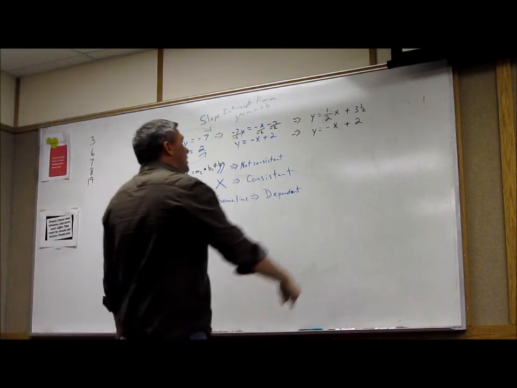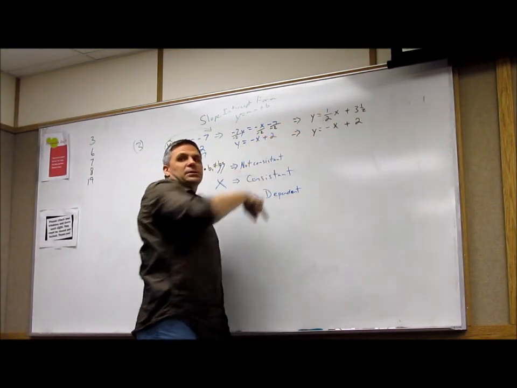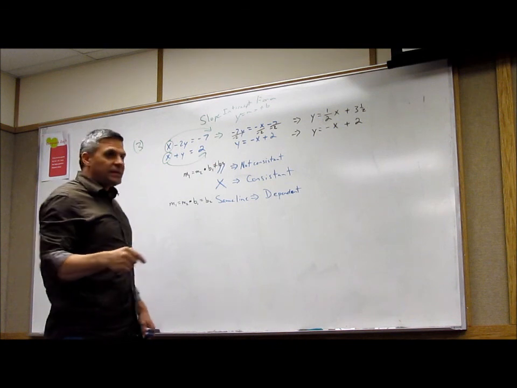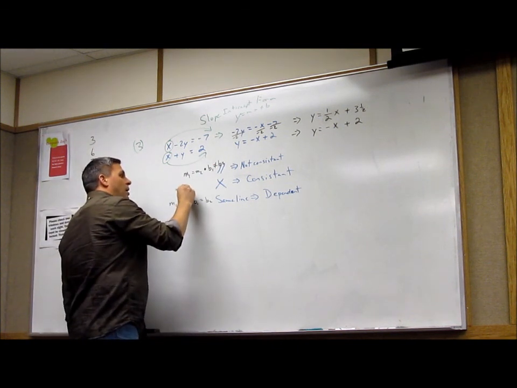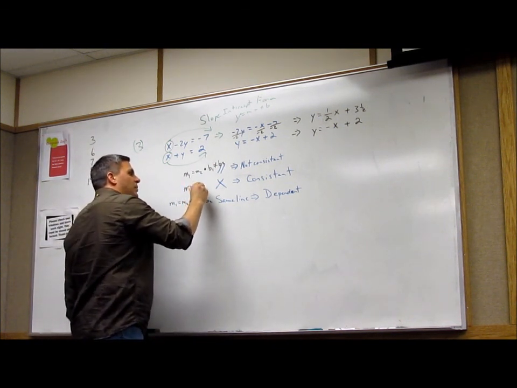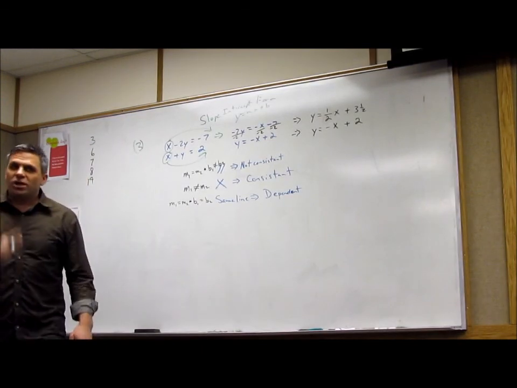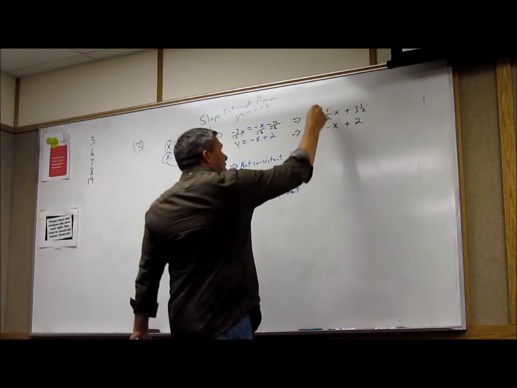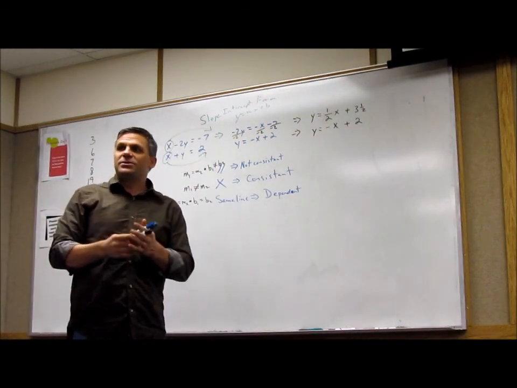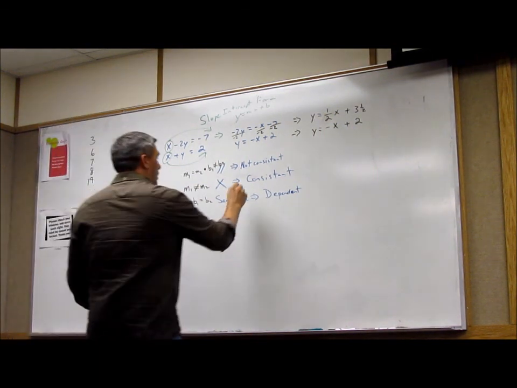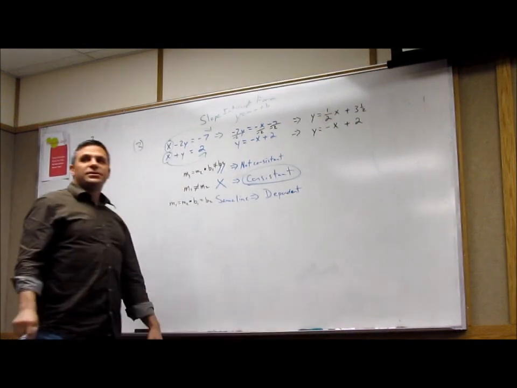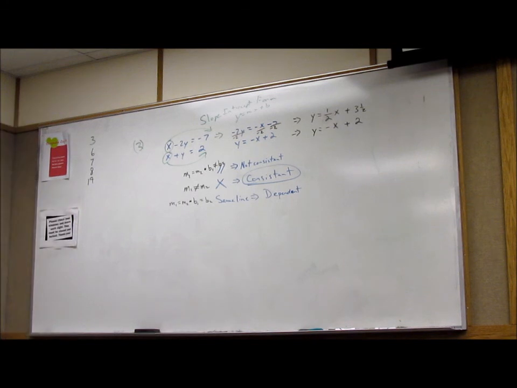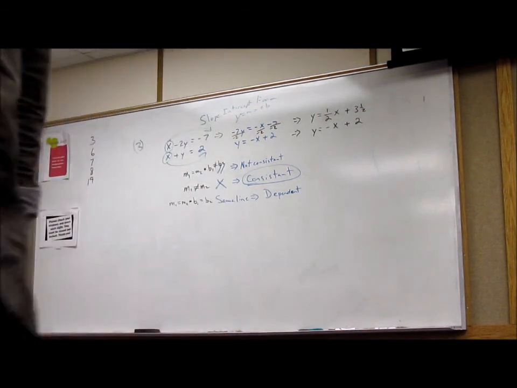In this case, are they the same slope? That's the easiest one. M1 does not equal M2. The slopes don't equal each other. They're not the same. This is a half. This is a 1. They're not the same. So guess what? They're consistent. Does that make sense? Okay? They're consistent. All right?